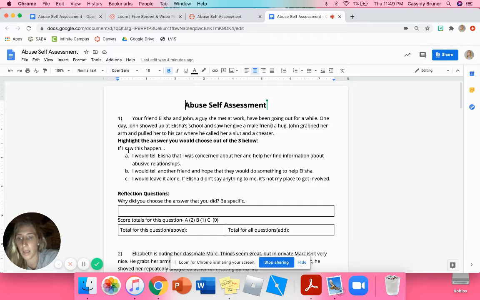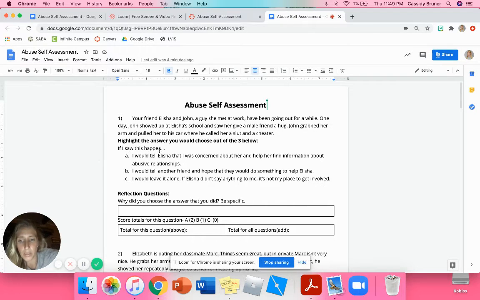It says, if I saw this happen, and there are three options. A, I would tell Alicia that I was concerned about her and help her find information about abusive relationships. B, I would tell another friend and hope that they would do something to help Alicia. Or C, I would leave it alone. If Alicia didn't say anything to me, it's not my place to get involved.